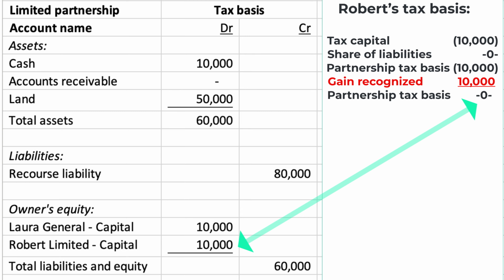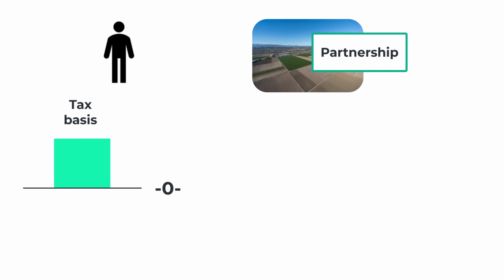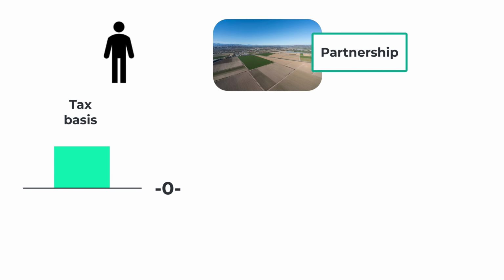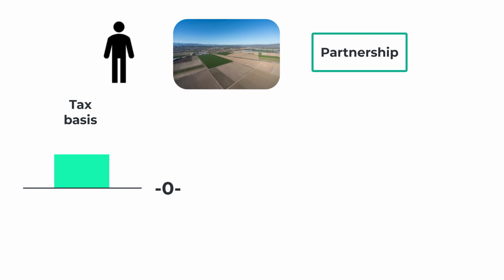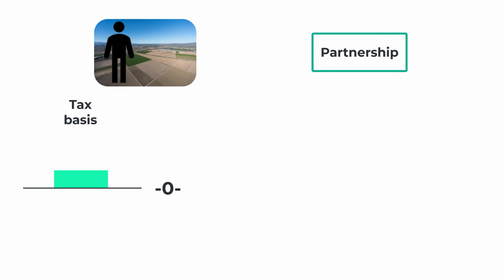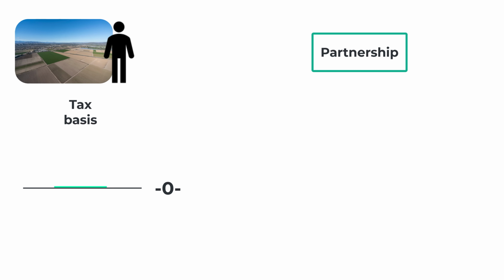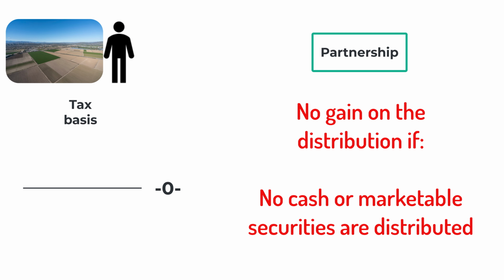What happens if a partner takes a current distribution of non-cash property? Well, if the property is not cash or marketable securities, then there is no gain to the partner. Section 733 states that a partner's tax basis in the partnership interest drops by the amount of the distributed basis of the property, but never below zero. And if the basis can't drop below zero, then a proportionate property distribution cannot create taxable gain.